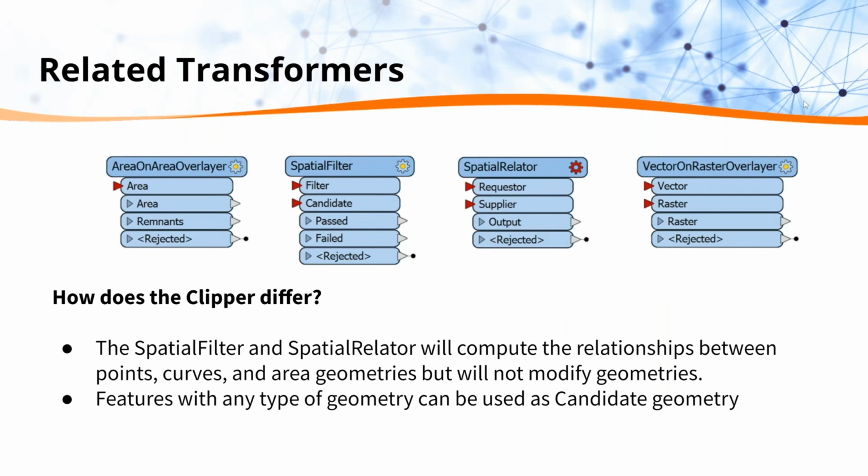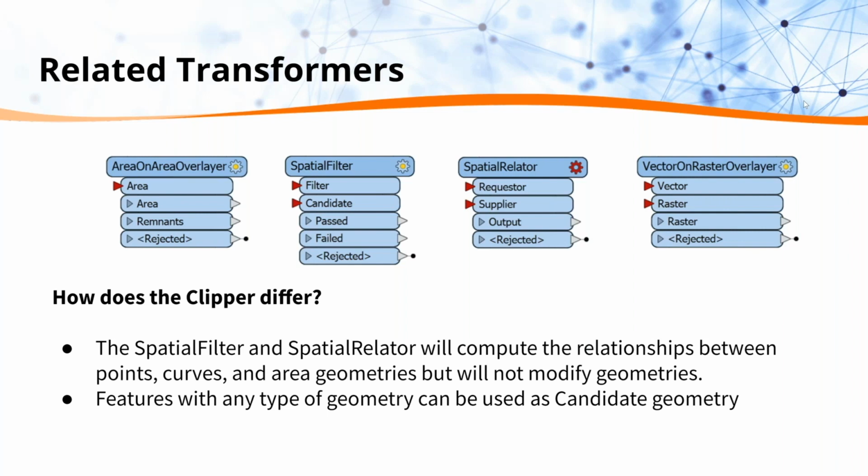So, related transformers. Many transformers can assess spatial relationships and perform spatial joins, so analyzing topology or merging attributes, and sometimes modifying geometry. And the Clipper is considered a modifying transformer because it changes the input dataset's geometry, whereas the spatial filter and spatial relator will compute relationships between points, curves, and area geometries, but will not change the geometry. You'll notice I also have some overlaying transformers on the slide.